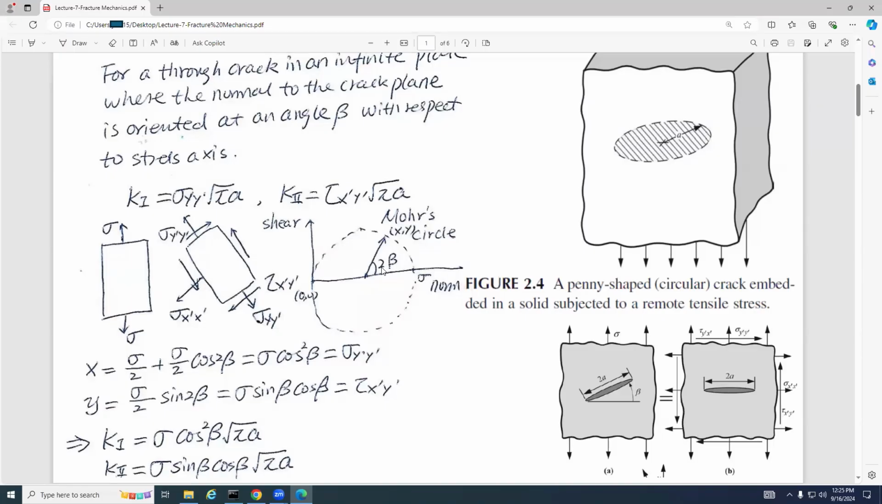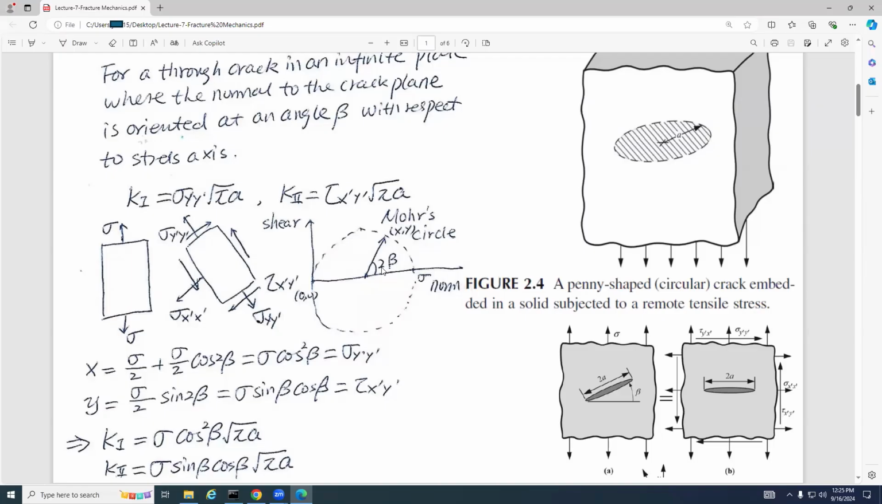Whenever I talk about crack face, this is a crack. Suppose this crack is very sharp. This surface and this surface, mathematically, I can say they are identical. So this is a crack face. This is what I'm talking about. This is my crack face. This is a crack, and this is a crack face.